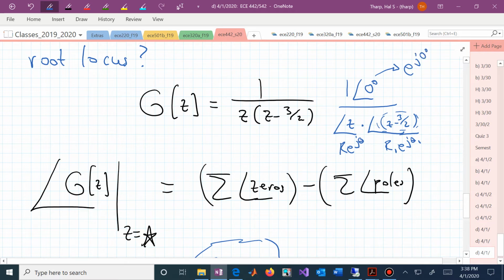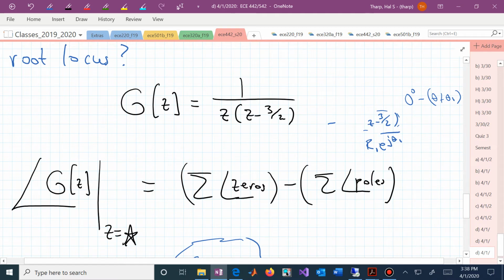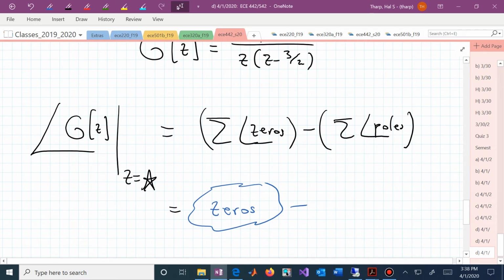How do we find the effective angle? Well, here we just combine the exponents. We have the angle of the 0, which is 0, and then we subtract all of these angles in the denominator, which we had theta and we had theta 1. That's what we're doing now, to find the overall angle of g of z. That's what I'm going through in this expression: the sum of the zero angles minus the sum of the pole angles.